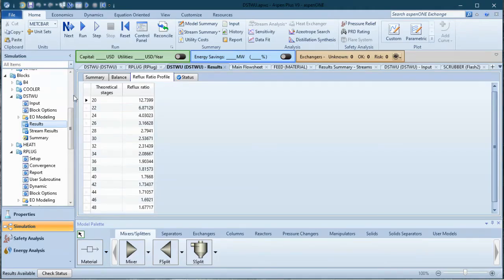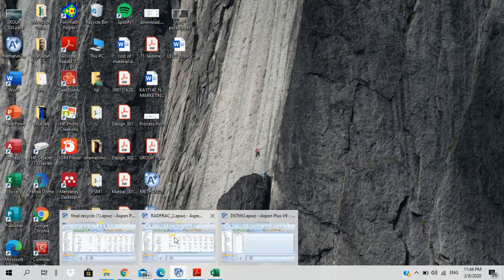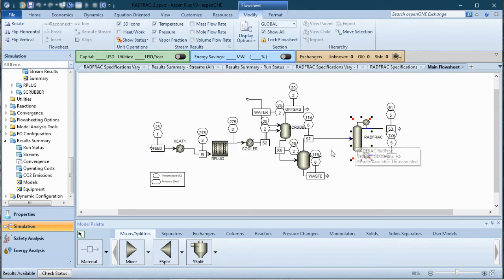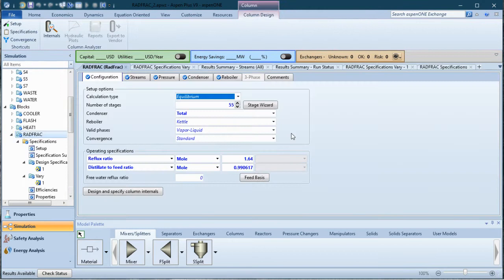And then we go back to this Aspen Plus simulation, and we go to the next question, which is to obtain a simulated RadFrac model based on the STWU result. So we go to the RadFrac. Firstly, we go to the main flowsheet. We just replace the STWU with a RadFrac column. We just click on the RadFrac and key in all the information that we got from the STWU.